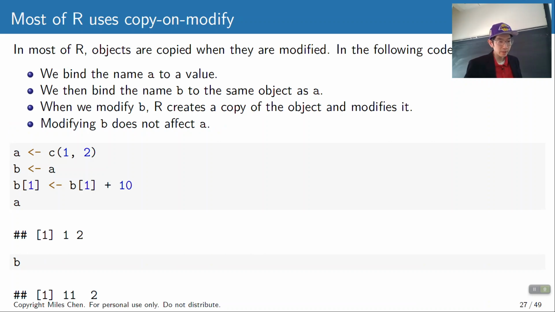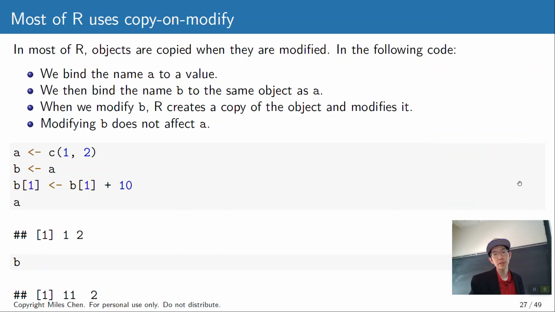Okay. When I introduced R6, I said these things come with reference semantics. Reference semantics is something that perhaps we're not usually accustomed to in R. Most things in R are copied when we modify them. R uses something called copy on modify, and this is the behavior we're accustomed to.